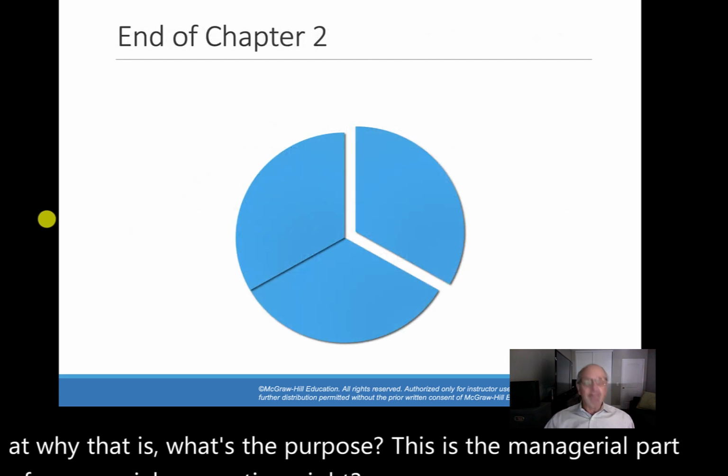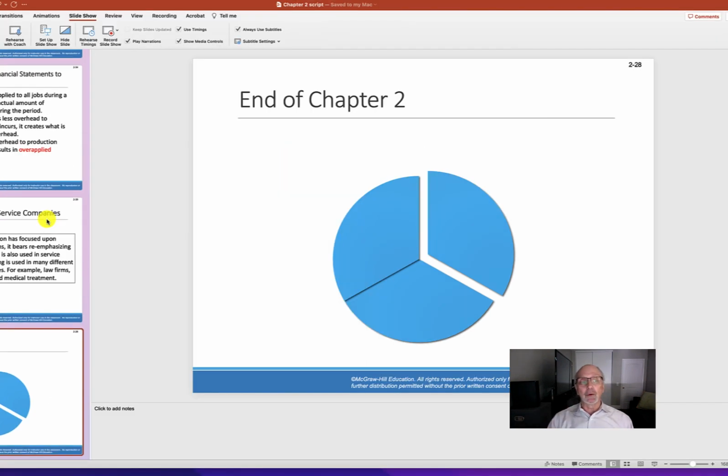All right, that takes care of Chapter 2, job order costing. Chapter 3 is going to go into a little detail of more of the accounting side of job order costing.